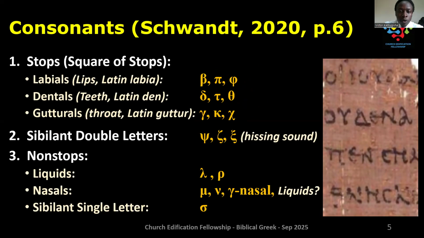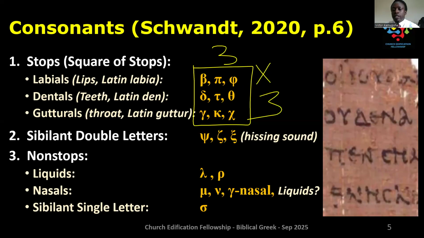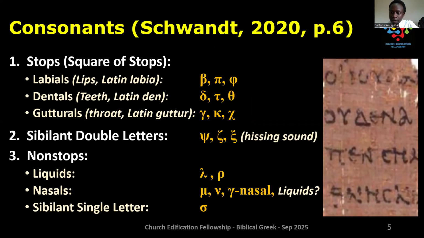In fact, when you look at these stops, they form a square of 3 by 3. And that's why sometimes they are called the square of stops. Then the next category are the sibilant double letters. Now, these are letters that have a hissing sound. Okay, they include the C, they include the zeta, and they include the X.